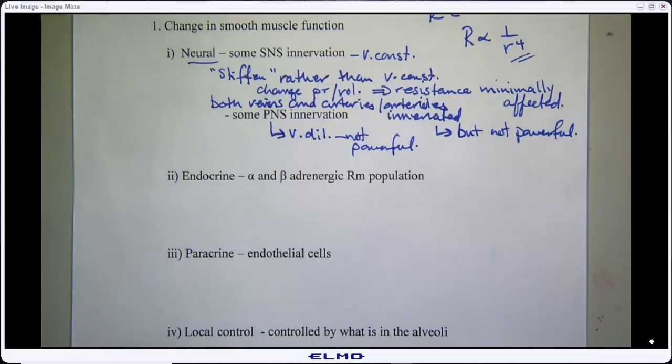So there really never is a great reason to vasoconstrict blood flow to the lung. There doesn't seem to be a great reason to cause a restriction in blood flow across the lung. So we do seem to have some innervation, so there's got to be some situation under which changing the pulmonary system is important, but it's not powerful.